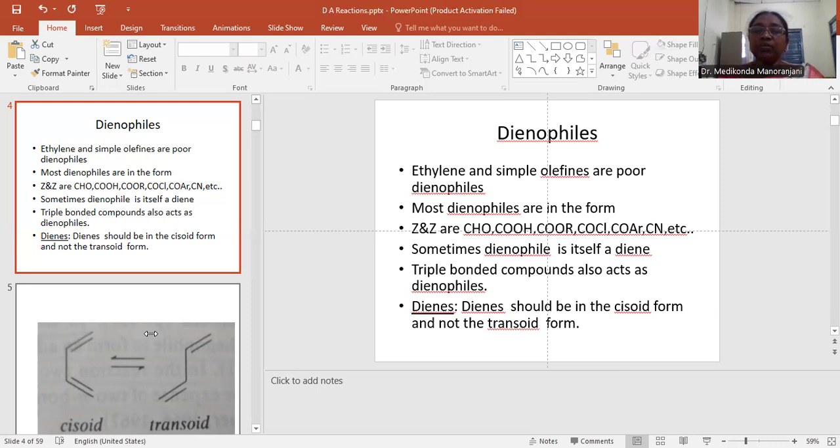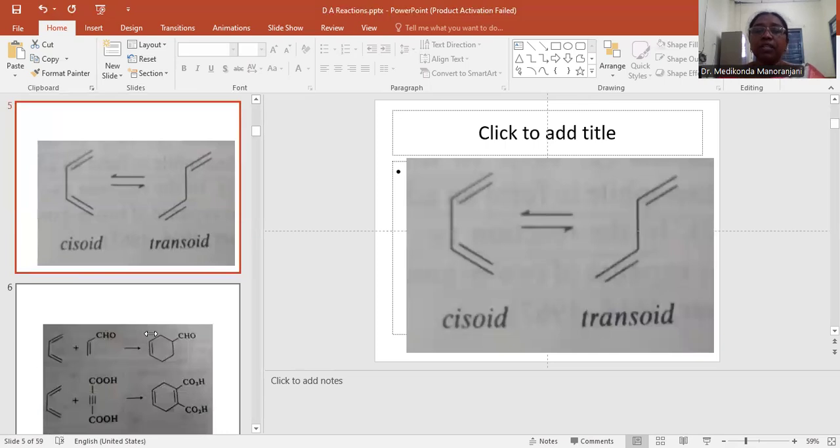The dienes should be in the cisoid form and not the transoid conformation. In this particular example, we can see two forms of butadiene. One is the cisoid form in which the two double bonds are cis towards each other, and the transoid form in which the two double bonds are trans towards each other.